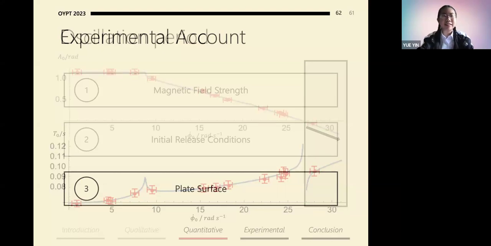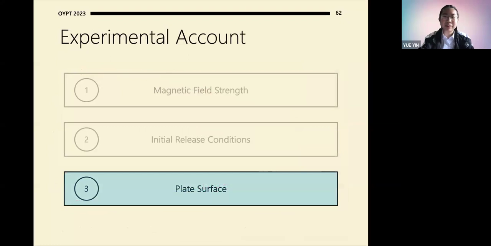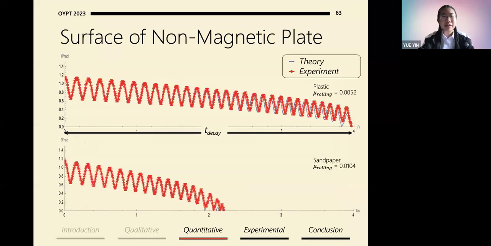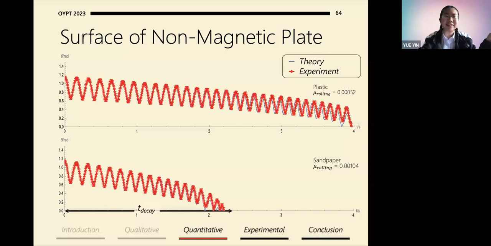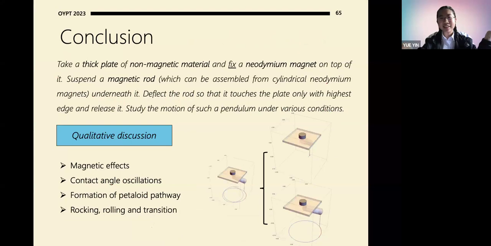Finally, another thing that we can actually vary is the plate surface. So this one is probably a lot more intuitive. To investigate the effect of damping, we can conduct the same experiment, but instead of on a piece of plastic plate, we can line it with sandpaper, and this increases the frictional coefficient. And the pendulum would damp out much faster because more energy is dissipated. This is quite intuitive. So this concludes the presentation, this concludes my solution to the problem.